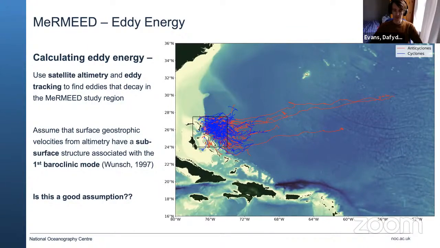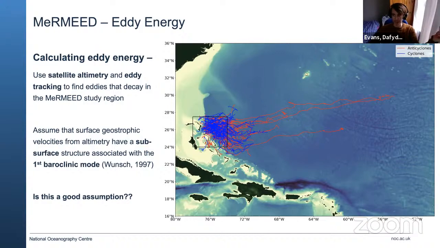And really, we just focus on these eddies that enter the study region and then disappear from the altimetric record. To estimate the energy of each of these individual eddies, we take the radius estimated by the Chelton eddy tracking data set. Within the radius of each of these eddies, we look at the surface geostrophic velocities estimated from the altimetry, and then, assuming this is representative of a first mode baroclinic structure, we extrapolate our surface-based estimates of geostrophic velocity below the surface, and then use that to estimate the eddy energy for the whole of the eddy. And then we look at how that eddy energy changes for each of these individual eddies as they transit into the study region and as they decay and disappear from the altimetric record.